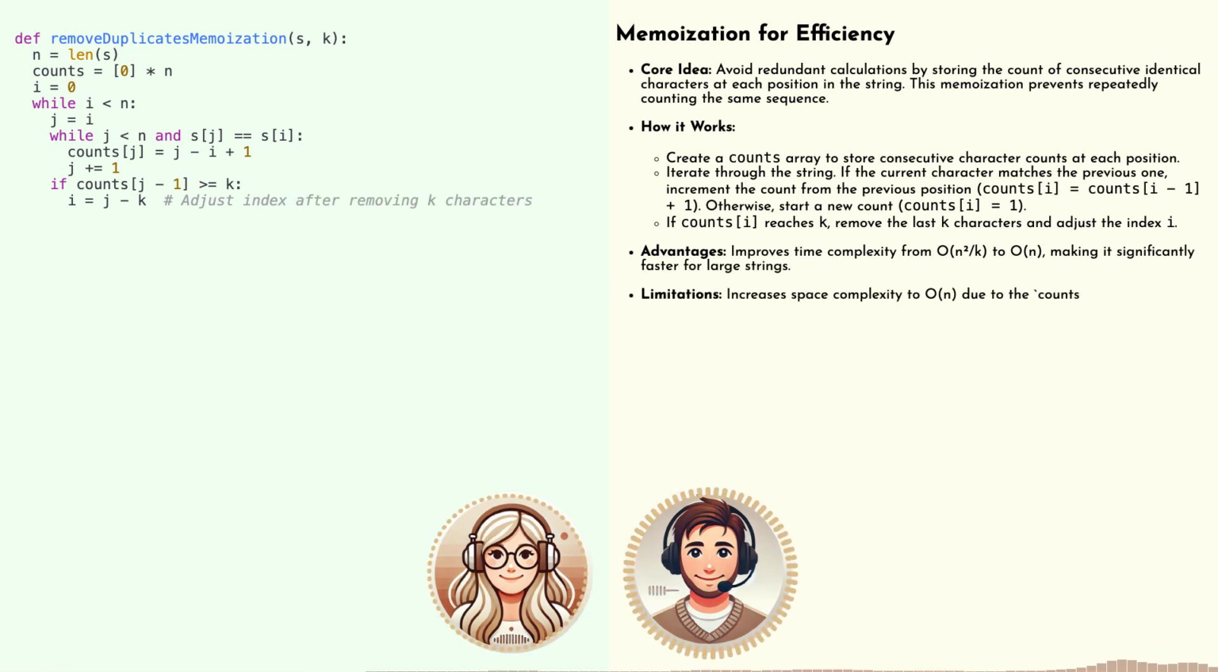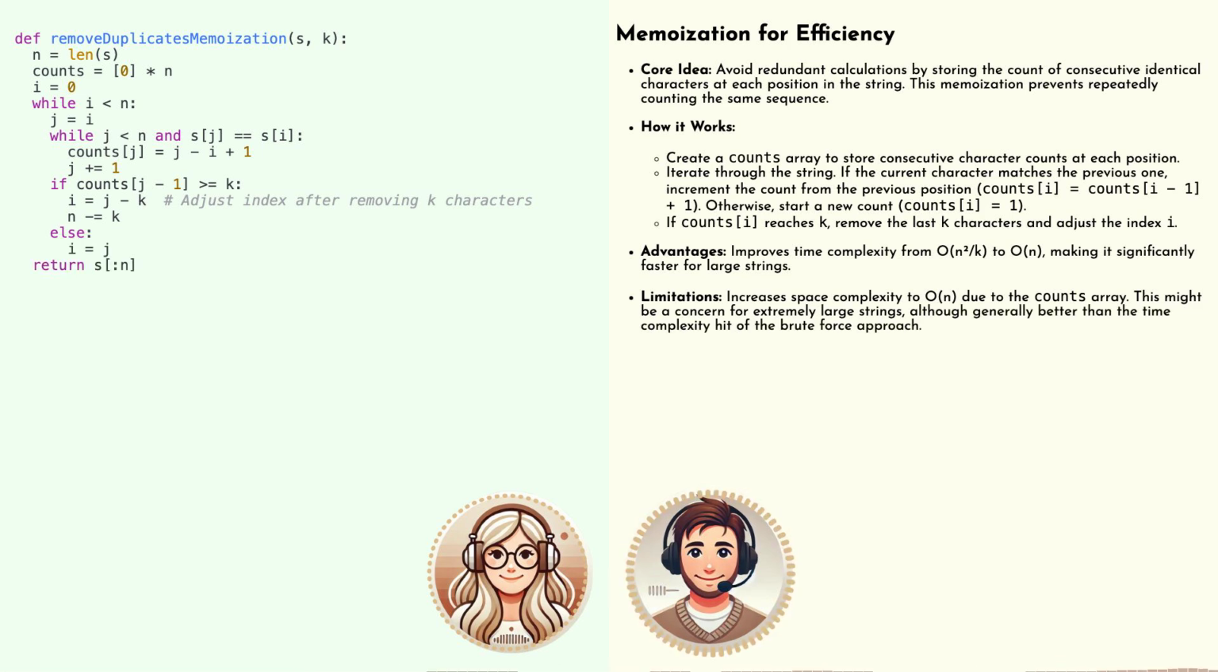Avoid redundant calculations. So like maybe store those counts somewhere so we don't have to figure them out every single time, like taking notes or something. You're on the right track. What if we use an array to store those counts?